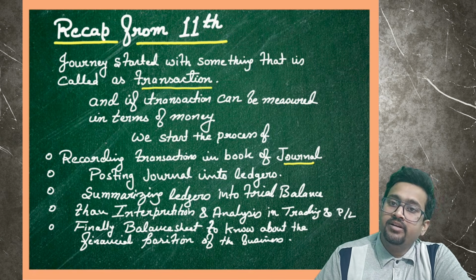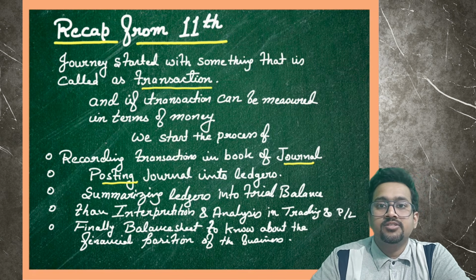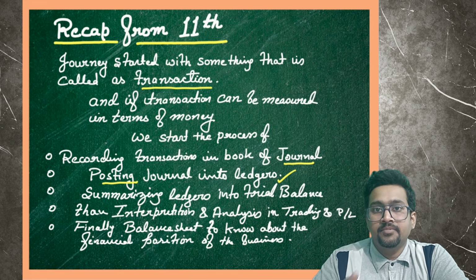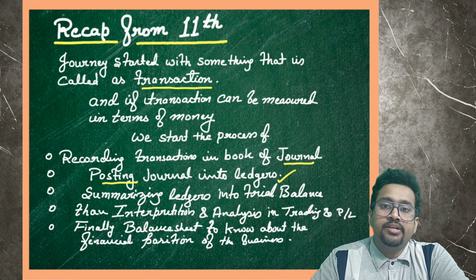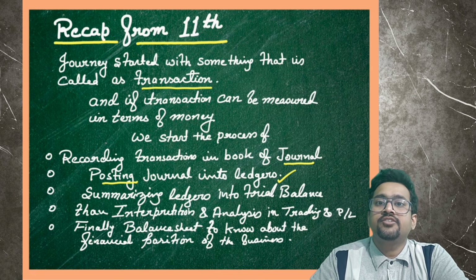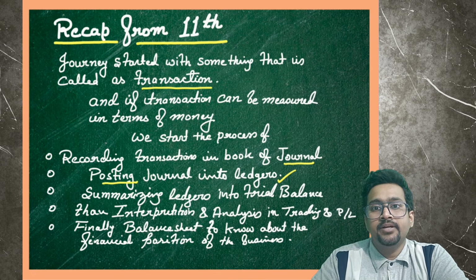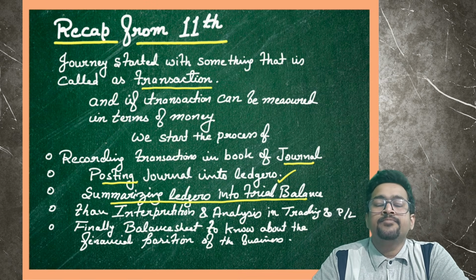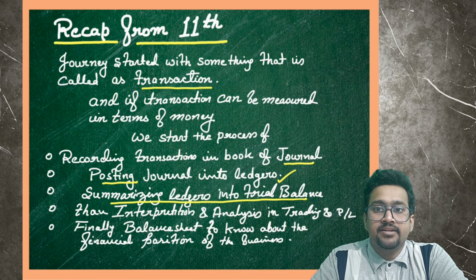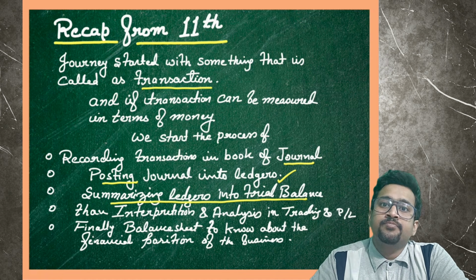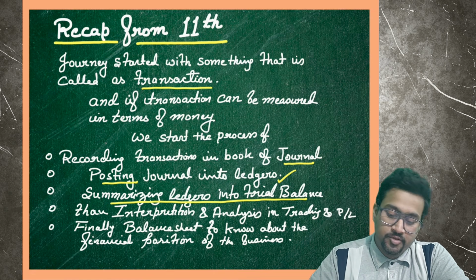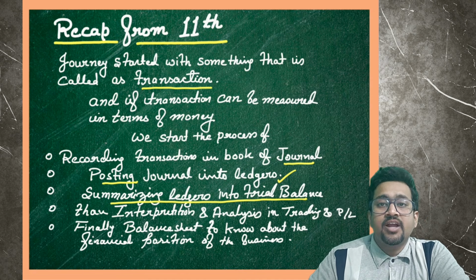Okay, then what we did was the posting work, posting all the journal entries from journal to ledger. Then finally, after all the posting has been done, we need to find out the balance of all the individual accounts in the ledger, and then we prepared a summary called trial balance. So summarizing the ledger into the trial balance. And as we all know, trial balance doesn't guarantee that whatever we have solved is correct. There might be some mistakes in the accounts, but trial balance just shows the arithmetical accuracy of the transactions that we have recorded.